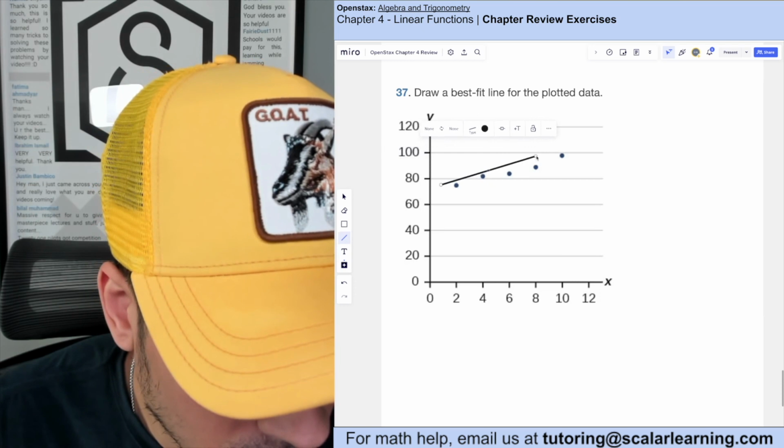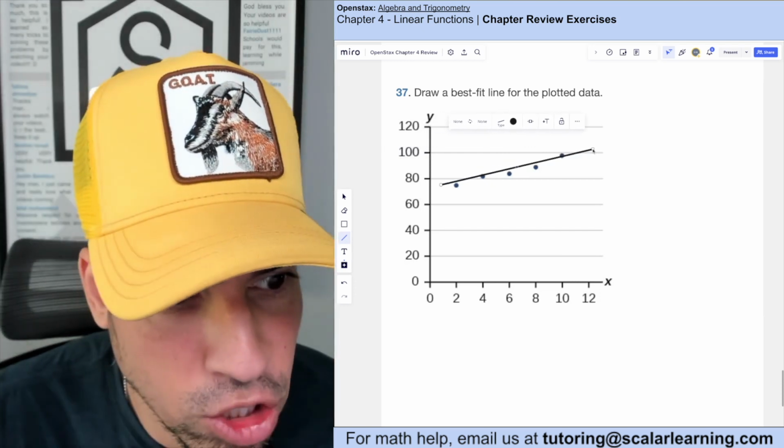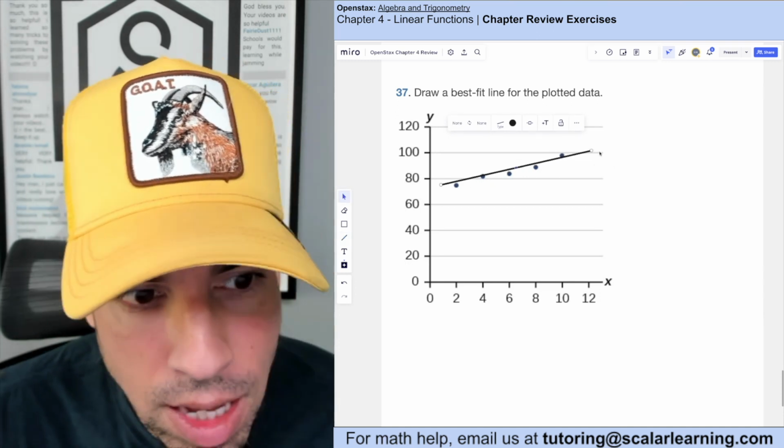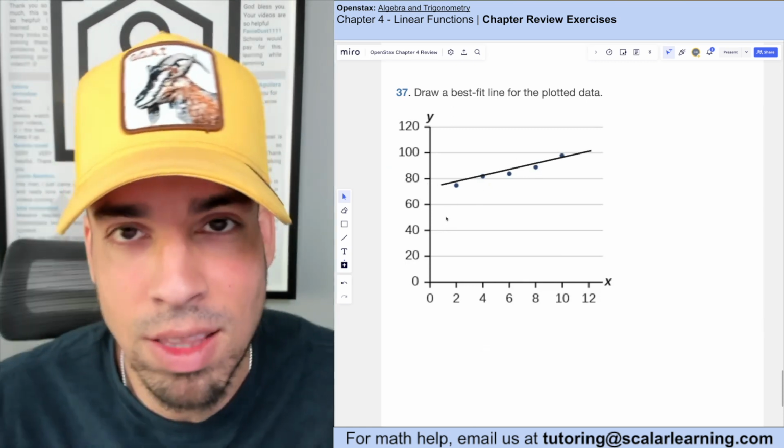We're trying to draw a line that goes right through the center of all of these points. It's an approximation, but we're really threading the needle here. That looks like a nice approximation for a line of best fit. It goes through the center of all the data points. That's how you do it.